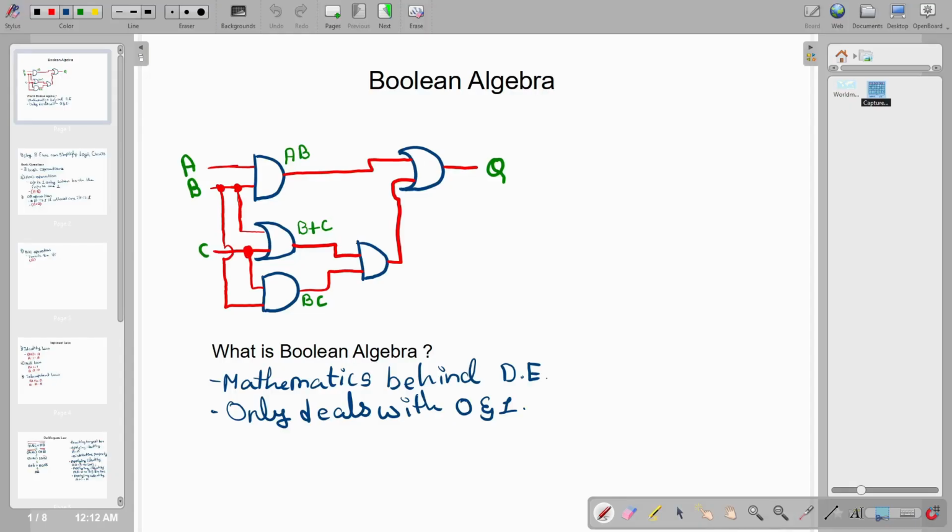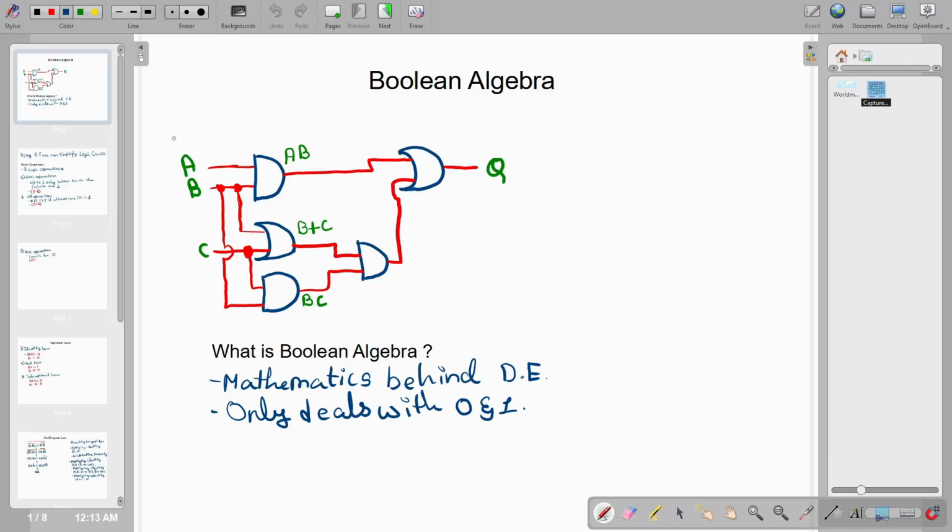So hello everyone. Today we will be starting with Boolean algebra. Before we start, I would like to tell you most students think Boolean algebra is difficult, but it's actually very simple if you understand a few basic rules. So let me make this simple for you.